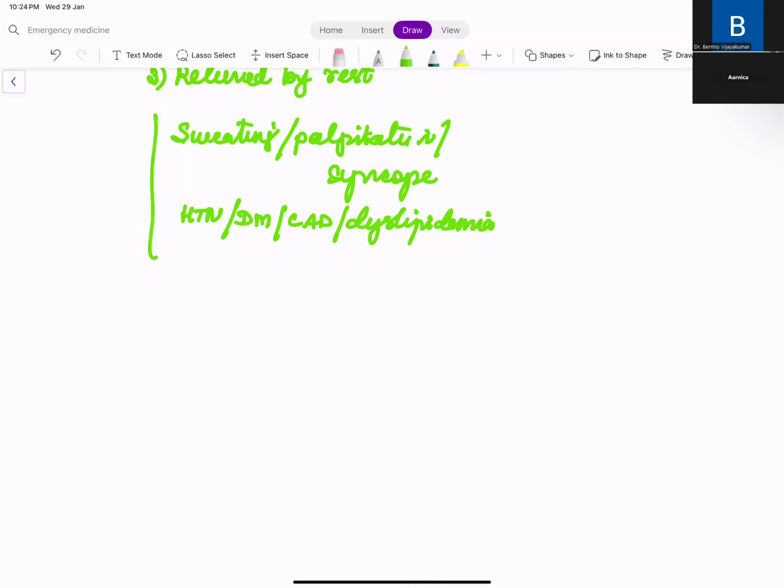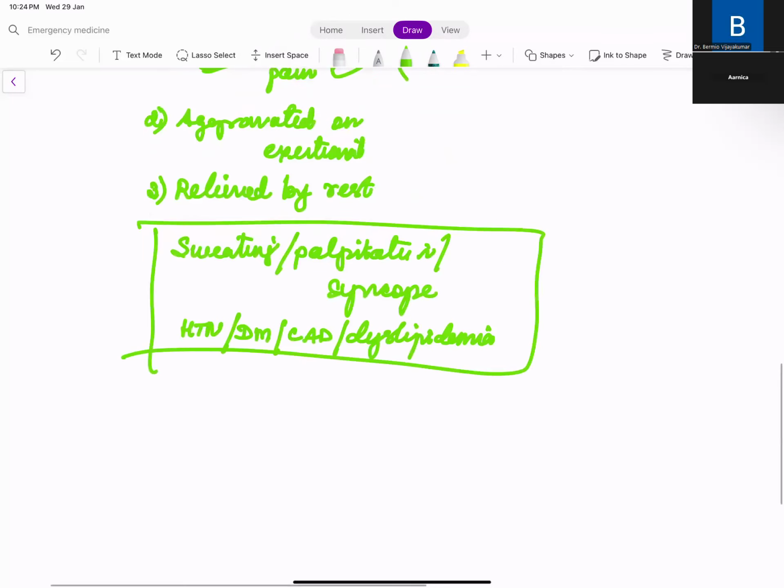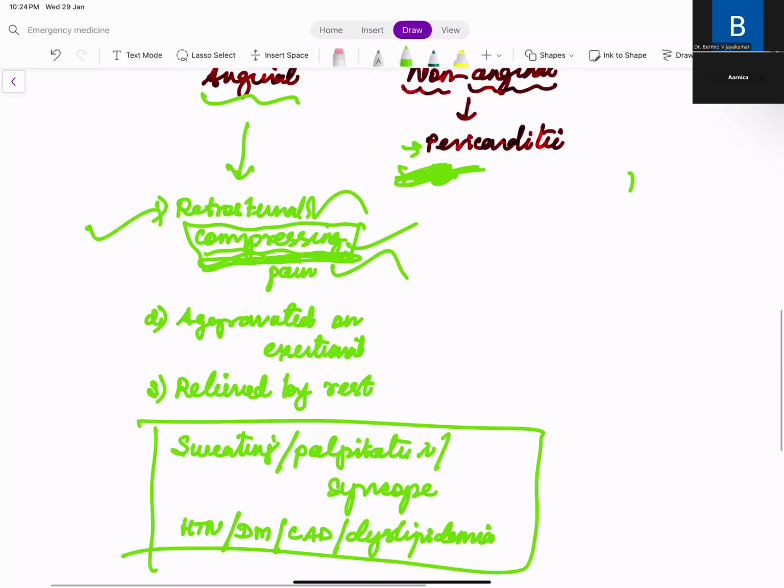So these are the other features. But if at all you have to remember 3 points: retrosternal compressing type of chest pain, aggravated on exertion, relieved on rest. These 3 out of 3 is called typical anginal chest pain.